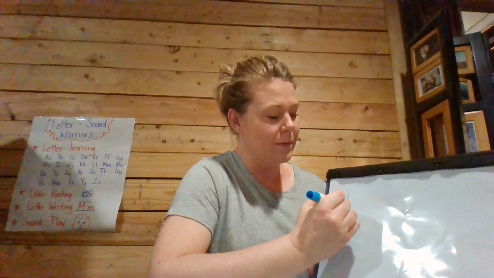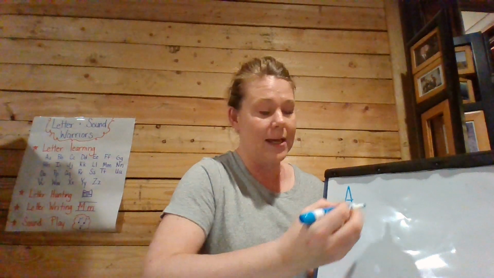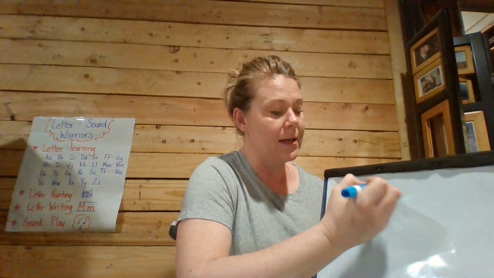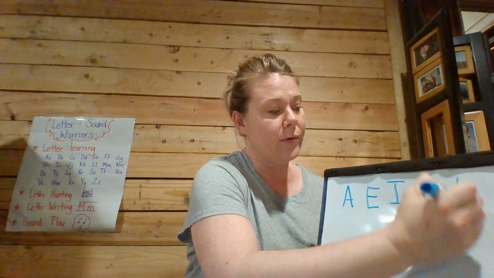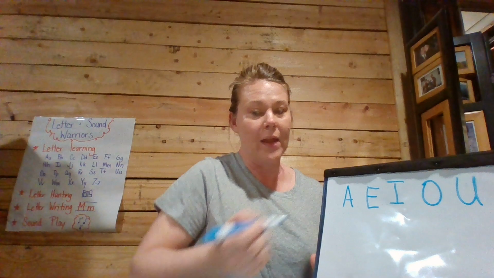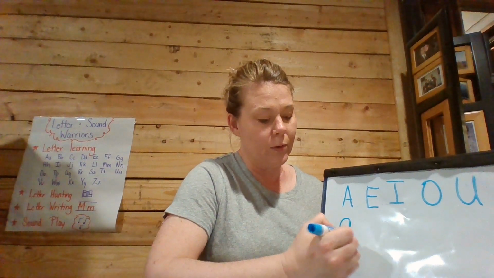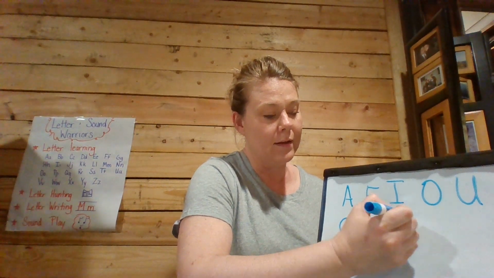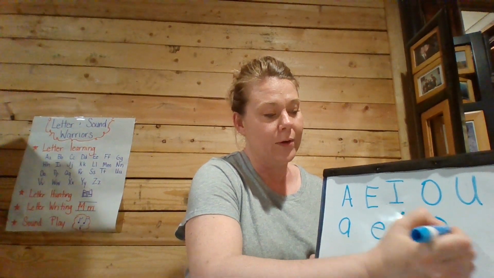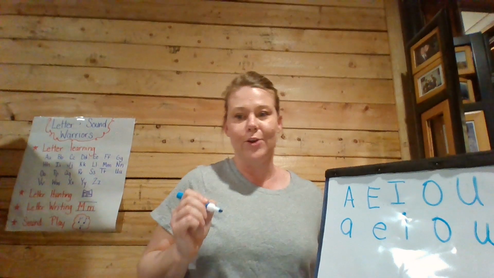So if you remember, these are our vowels. Here's uppercase A, uppercase E, uppercase I, uppercase O, and uppercase U. And here's what they look like in lowercase. There's lowercase a, lowercase e, lowercase i, lowercase o, and lowercase u.